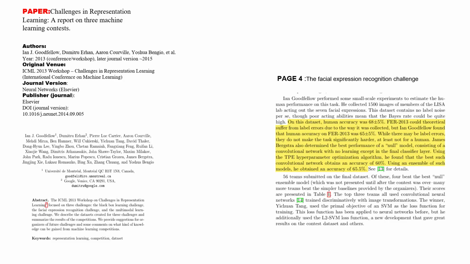FER 2013 could theoretically suffer from label errors due to the way it was collected. One researcher, Ian Goodfellow, found the human accuracy on FER 2013 was only 65 plus or minus 5%. So we cannot expect a model or a computer to learn more than that. But our model has learned 71%, which is about 1% more than the predicted result of this research paper. Okay. Next.